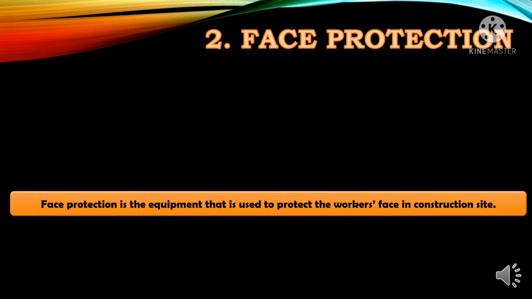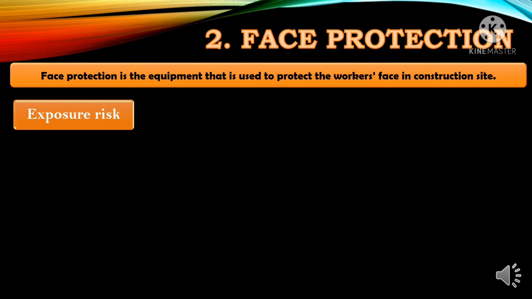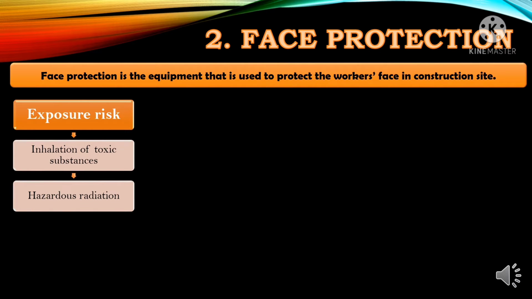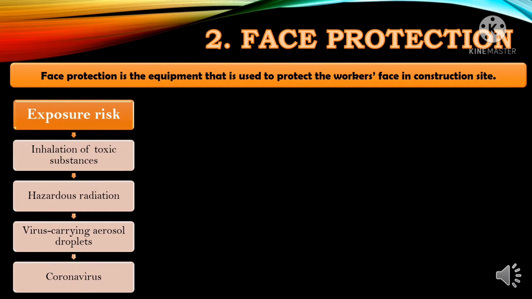Next is the face protection. So what is face protection? It is the equipment that is used to protect the worker's face in construction site. So face protection is important because the workers are exposed to the inhalation of toxic substances, hazardous radiation, virus-carrying aerosol droplets, and also the most important thing nowadays, coronavirus.